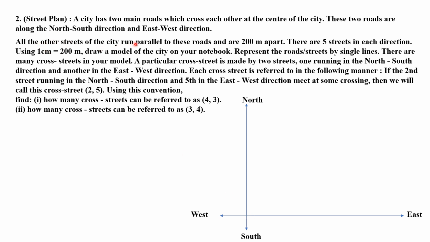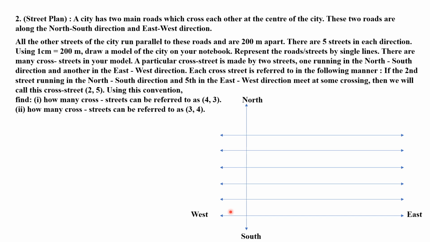All the other streets of the city run parallel to these roads and are 200 meters apart. There are 5 streets in each direction. So first I have taken 5 streets in the east-west direction, and they are 200 meters apart. All are at the same distance. This is 200, this is also 200, like that. Now they are telling 5 streets in the north-south direction also, because it is given 5 streets in each direction, and represent the road or street by a single line. That's what I have represented.